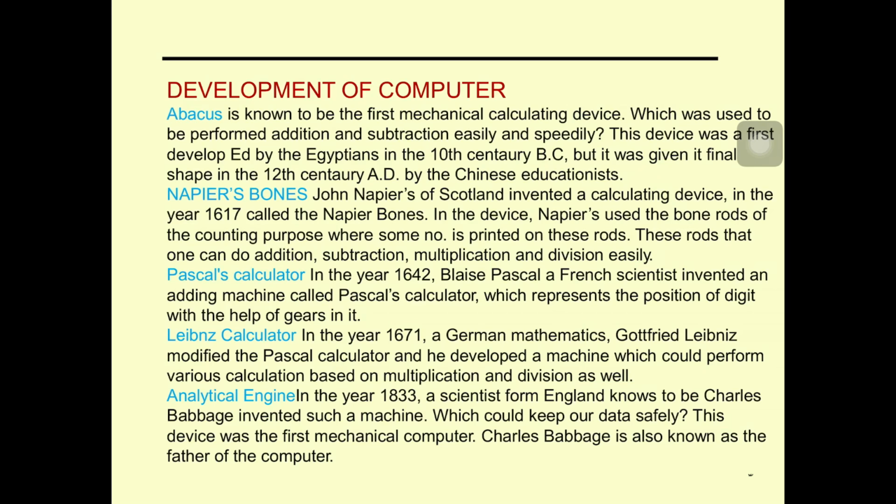Now, development of computers. There are several types of computers over time. The first one was the abacus, in which addition was performed. It was the first type of computer in which addition or subtraction was accomplished easily and speedily. After that, Napier's bones were invented, in which there were bone rods for counting purposes, with some numbers printed on the rods which were used for addition, multiplication, subtraction, etc.